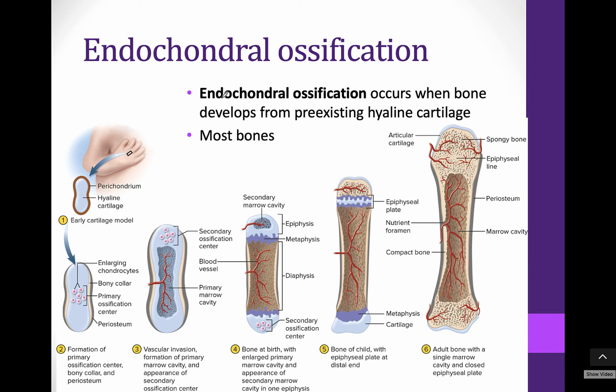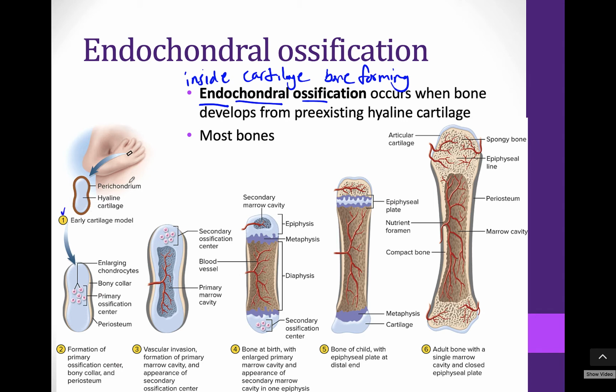The next type of ossification is called endochondral. So endo means inside, chondro is cartilage, and then ossification is bone forming. So endochondral ossification means that we're going to form bones, but we're going to start with some cartilage inside. And most of our long bones start as a cartilage precursor, as an embryo, and then as we develop, they begin to harden into actual bone tissue.